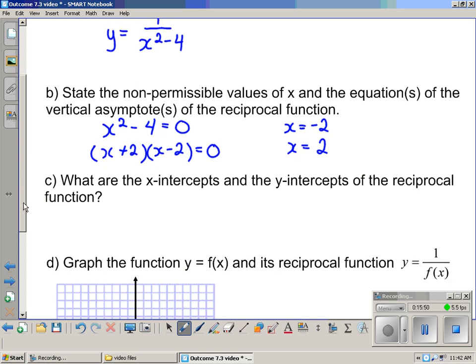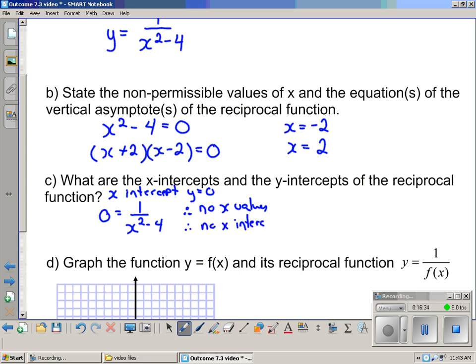What are the x-intercepts and y-intercepts of the reciprocal function? So our x-intercepts, we are going to let y equal 0. So our reciprocal function then would be 0 equals 1 over x squared minus 4. Which gives me no x values, therefore no x-intercepts. Which makes sense with what we've been learning because we never actually crossed that x-axis.